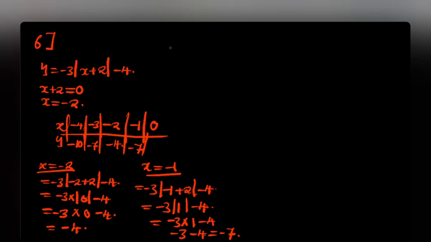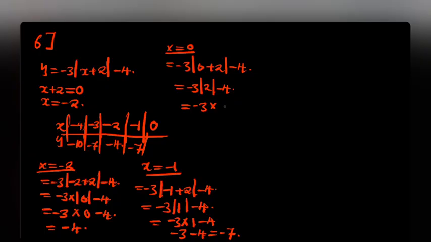Then again, where there is x, you substitute with 0. So we get negative 3 times the modulus of 0 plus 2, then minus 4. So 0 plus 2 will give us 2, then minus 4. So now we have negative 3 times the absolute value of 2, which gives 2, minus 4. So here we have negative 6 minus 4. So this will give us negative 10.